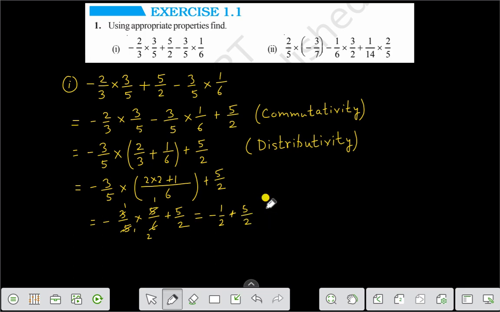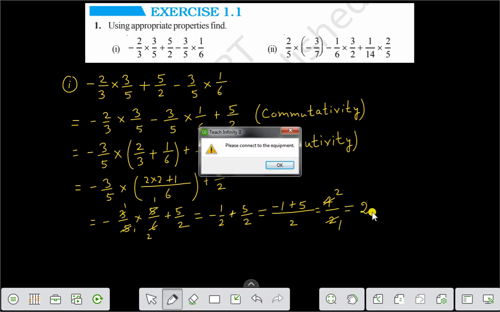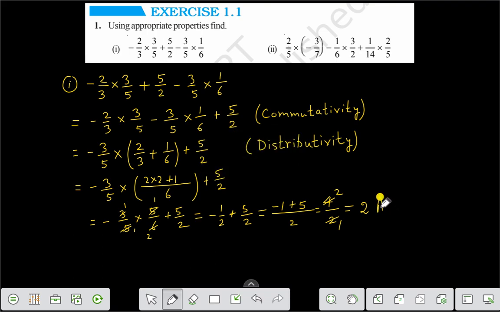If we take 2 as LCM, then we are getting minus 1 plus 5, that is 4 by 2. We cut this, 2 2s are 4. Therefore, we are getting the answer as 2. This is the answer. Here we have used two properties, that is commutativity and distributivity.